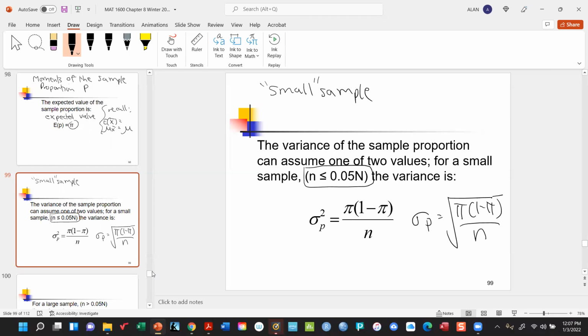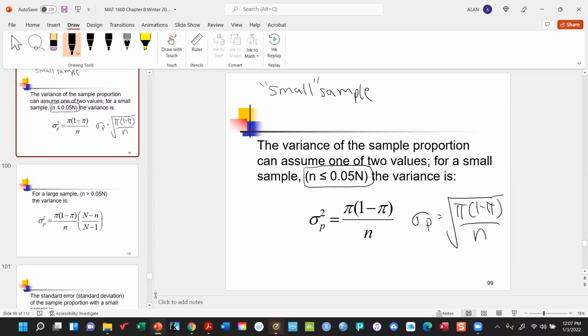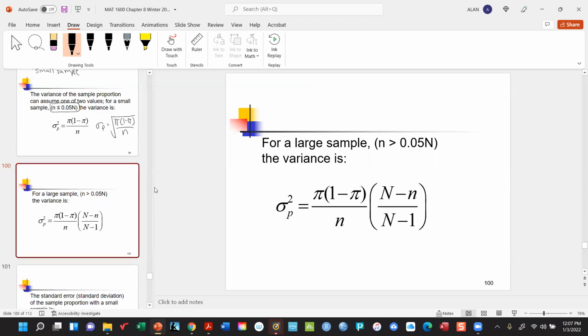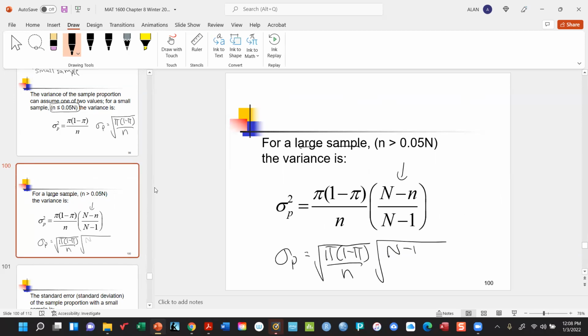All right, but on the other hand, what happens if there is a large sample? Well, then we need our old friend, the finite population correction factor. So how would that look? Oh yeah, there we go. It would be the same, except this piece is required to correct for the fact that this is a large sample. And that of course means that our standard error looks like this.